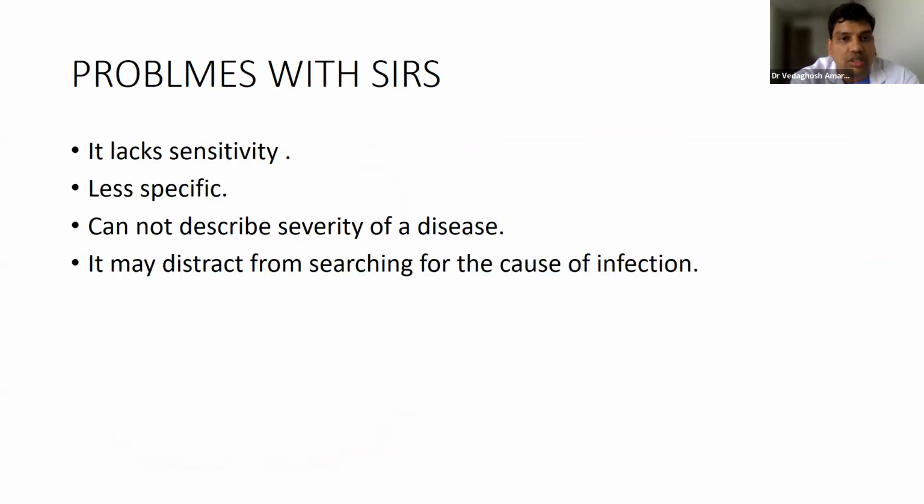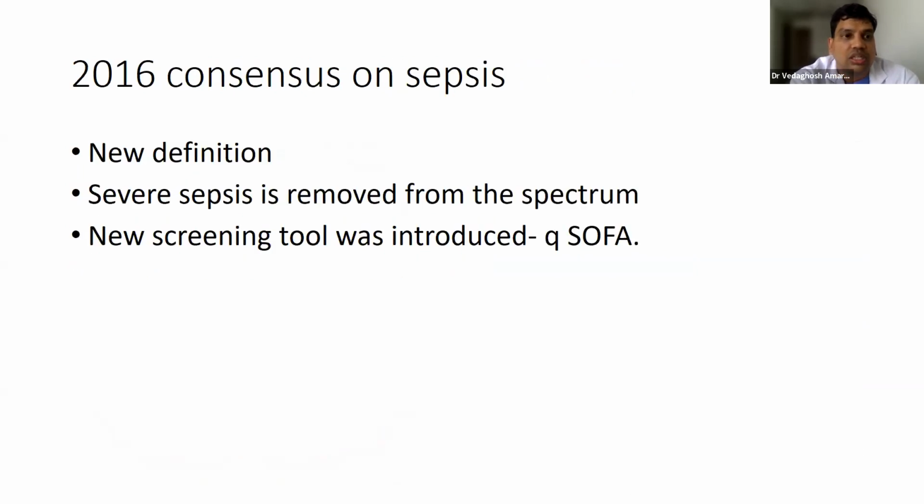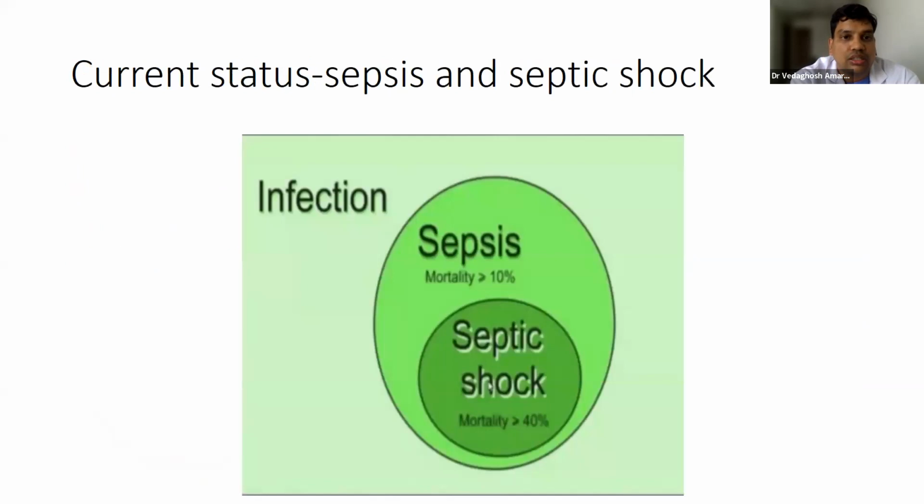It lacks sensitivity. It can be positive in any case. It is less specific too. It cannot describe the severity of the disease, and it may distract from searching for the cause of the infection. Because of these reasons, the 2016 consensus on sepsis by the Surviving Sepsis Campaign gave a new definition. Severe sepsis was completely removed from the spectrum, and a new screening tool called qSOFA was introduced, which we'll discuss in further slides.